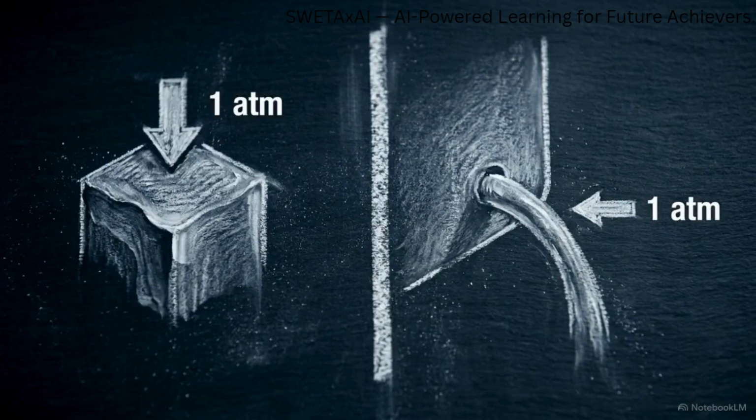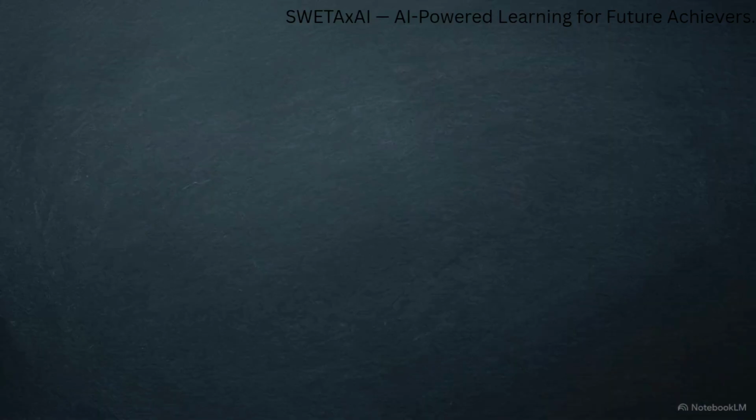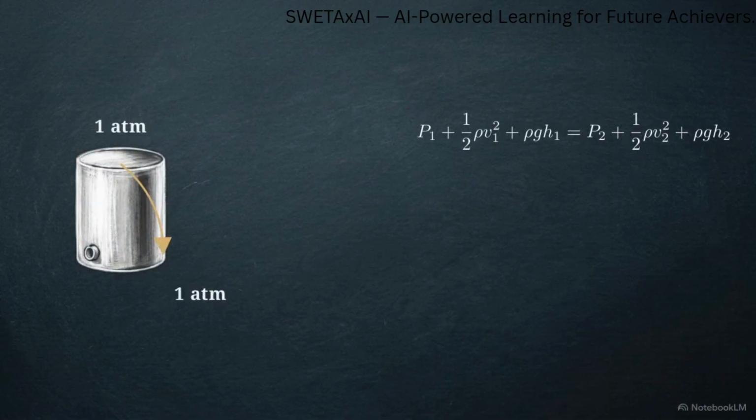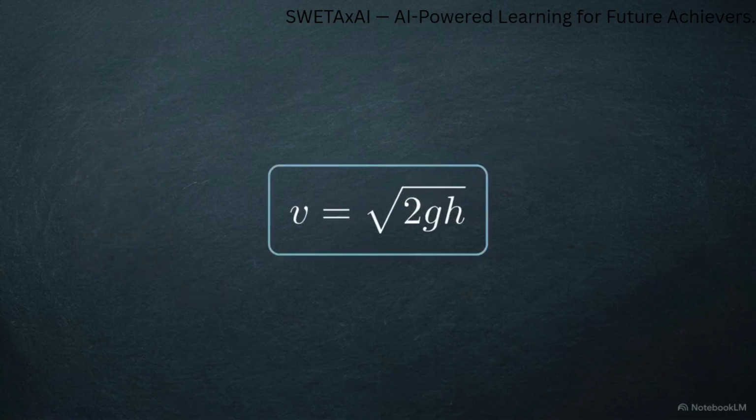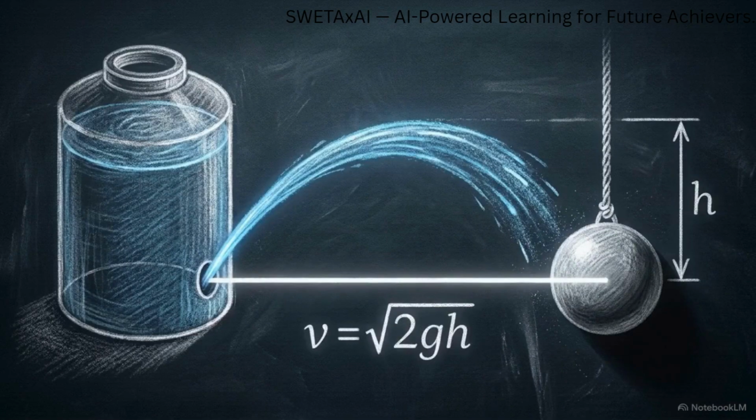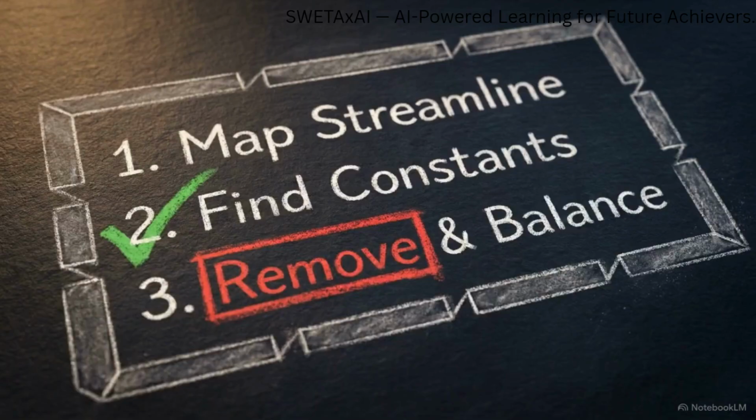In this scenario, both the top of the tank and the exit hole are exposed to atmospheric pressure. Because the pressure is equal at both ends of the streamline, the pressure terms cancel out. This simplifies the relationship to ρgh equals 1/2 ρ v squared. Isolating the velocity variable shows that the exit speed, v, equals the square root of 2gh. This formula is identical to the kinematic equation for a solid object falling freely from the same height. Complex fluid behaviors are solved by identifying which energy terms are constant and removing them from the balance.